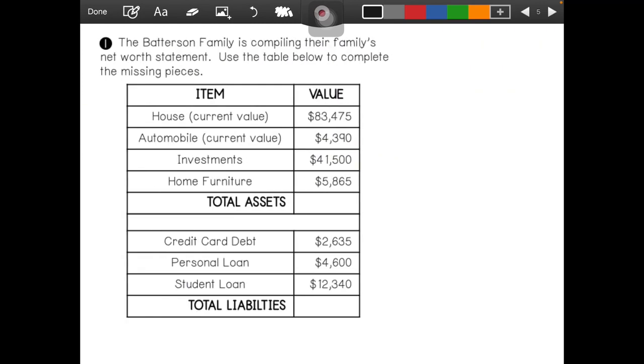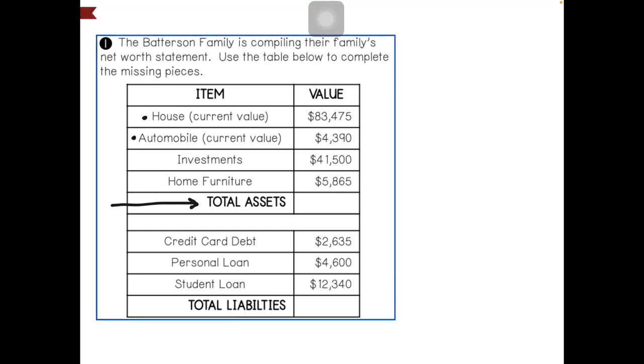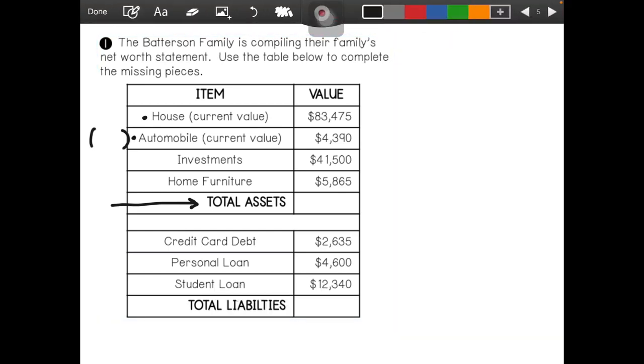So let's take a look. The Patterson family is compiling a list of the family's assets and liabilities. We're going to use this to separate out what is an asset, what is a liability. Well, if you look, they've already done this for us. Here's our assets. The house is an asset. The automobile, this is just a fancy word for car. And then you've got investments and home furniture.